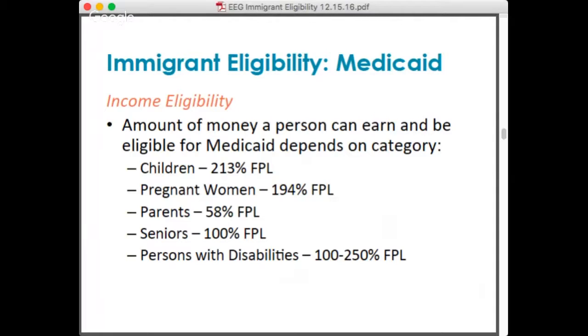Parents, low-income parents, can earn the least amount of money and be eligible for Medicaid, at 58% of the federal poverty level. And then children and persons with disabilities are higher at over 200% and some up to 250%. It's important to note that the rules around disability and income are very complicated. And so the income is reflected by a range between 100 and 250%. It varies depending on a person's circumstances.